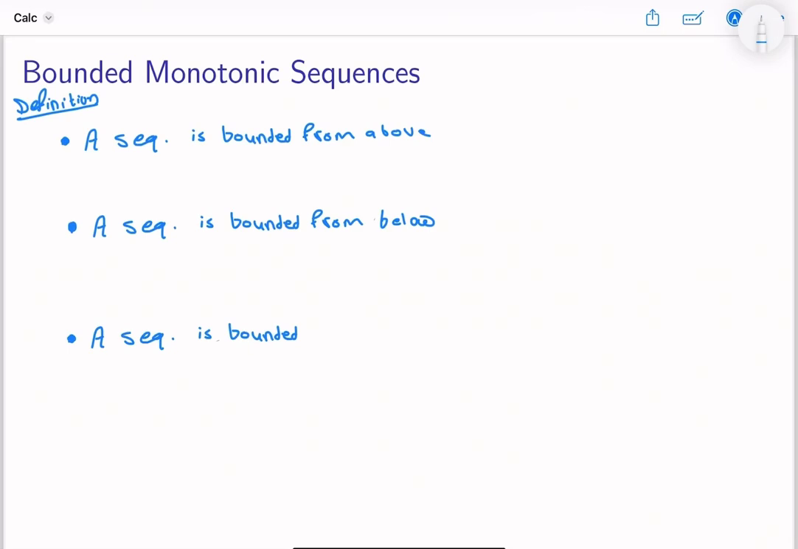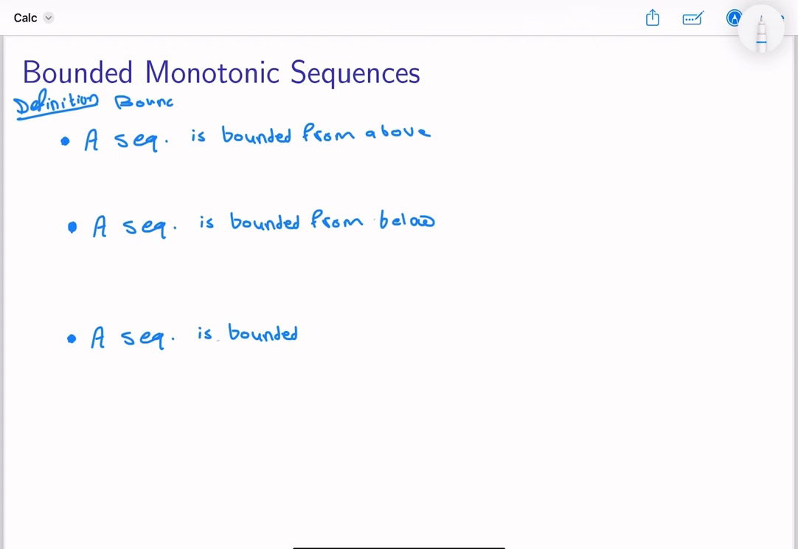In this video, I plan to cover the definition of bounded and monotone sequences, give some examples, and present a theorem that discusses convergence of monotone bounded sequences. So let us start by defining what bounded sequences are.